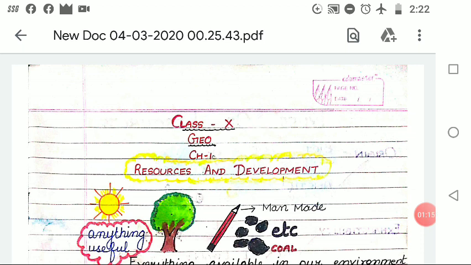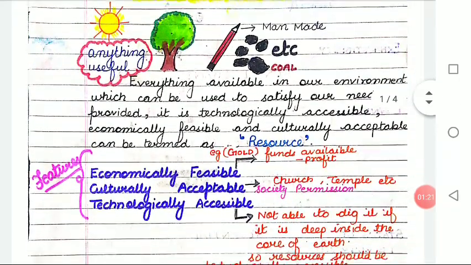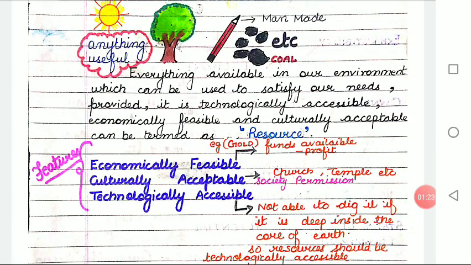Now, what do we mean by this? Actually, these are the features of resources. Economically feasible means that the value of metals or minerals is very important. Minerals of high value like gold, diamonds, etc. can be mined at high cost because they are in great demand and fetch high prices.